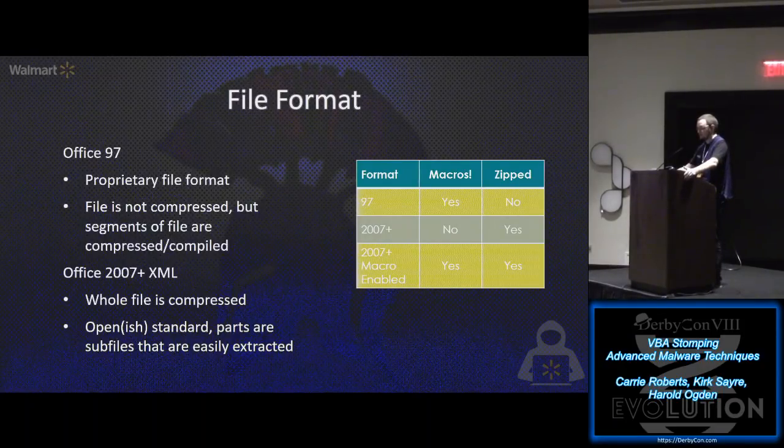And then in 2007, the new OpenXML format came out. The whole file is compressed. It's all zipped, and you can unzip it with 7-zip. It's an openish standard. It's really easy to unzip it and look at the individual parts inside of it.